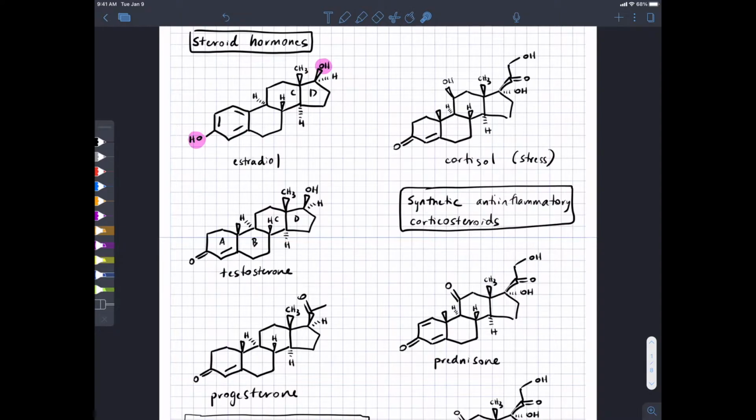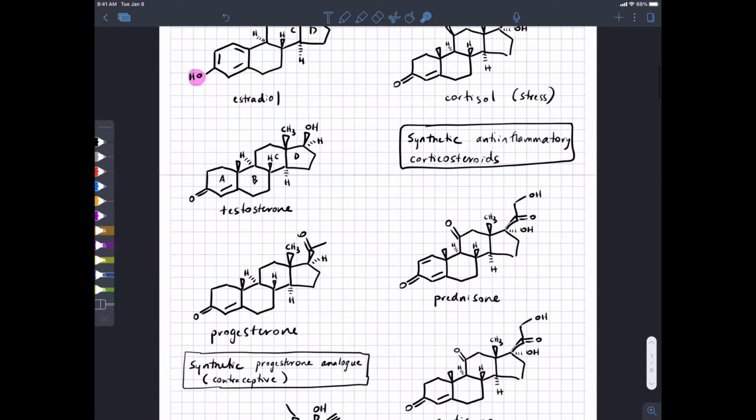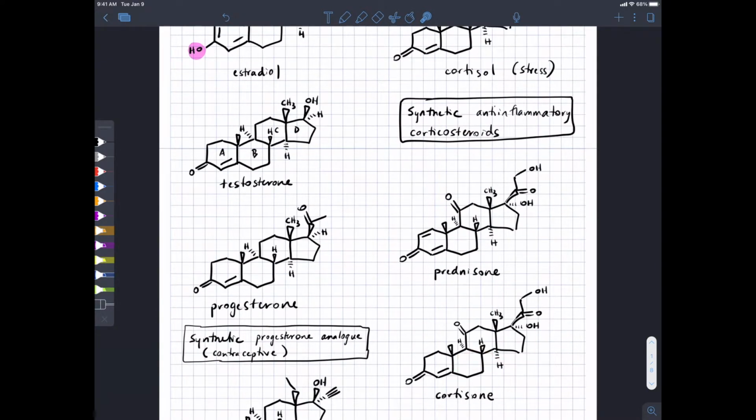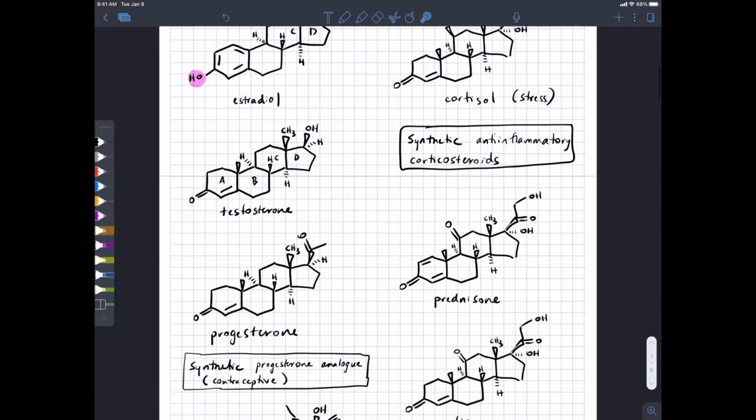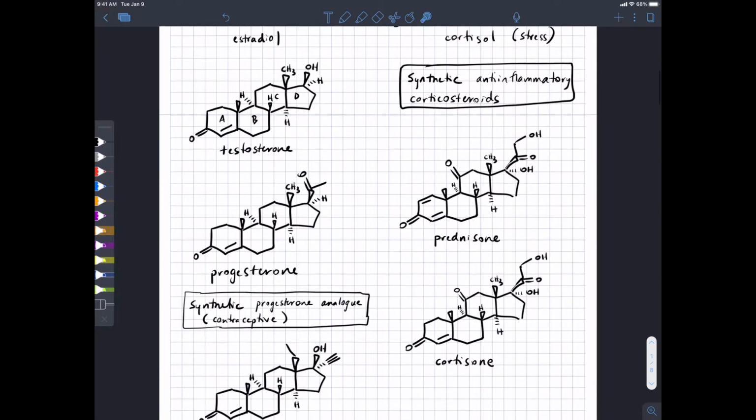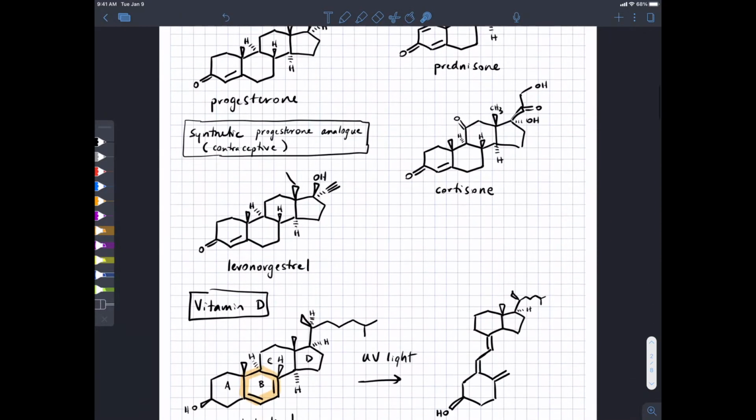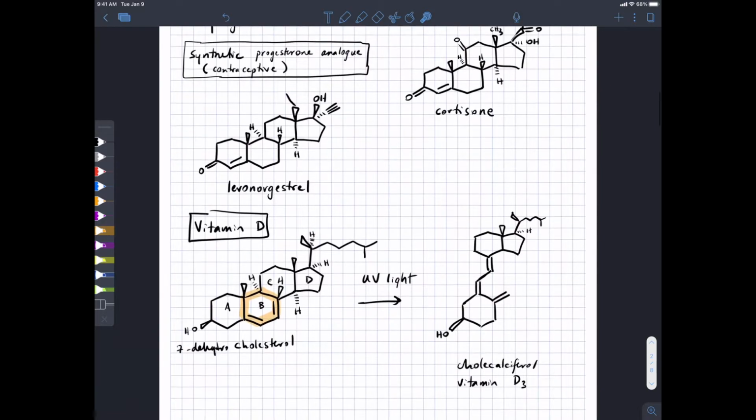So prednisone involves installing a double bond here and oxidizing that OH to the ketone. And then cortisone is just the version of cortisol where the ketone has replaced that OH group. And some of you have likely had the experience of injuring an arm or a joint somewhere and getting a cortisone injection to decrease inflammation. And that's what they shot in your arm, which is kind of fun to know what's being injected into you.